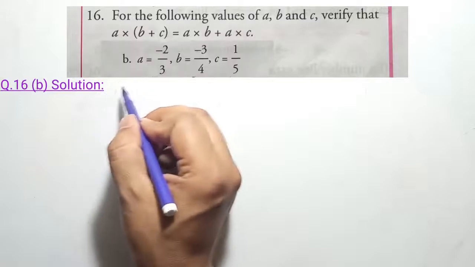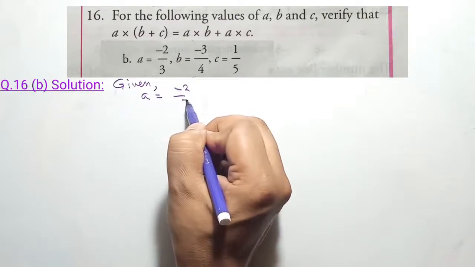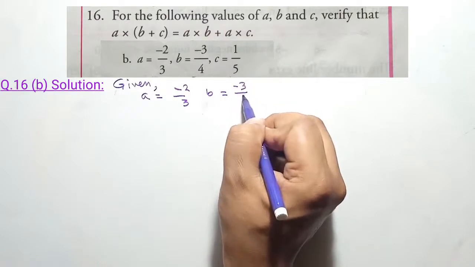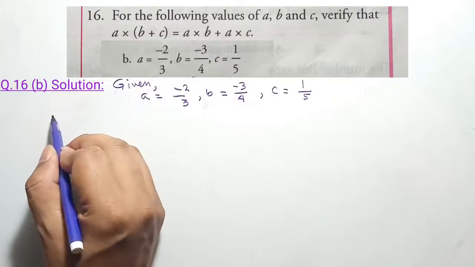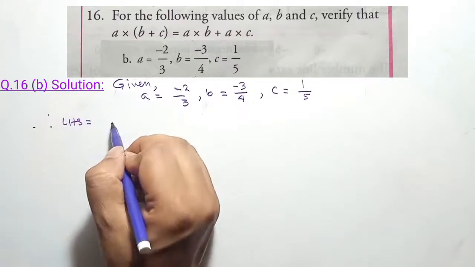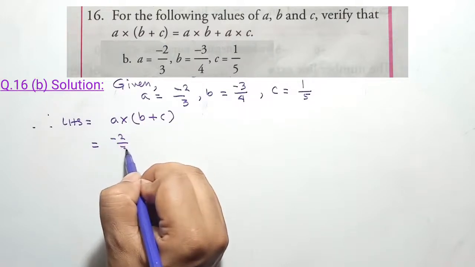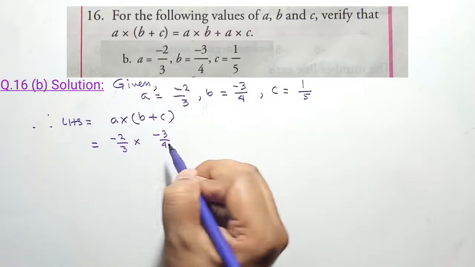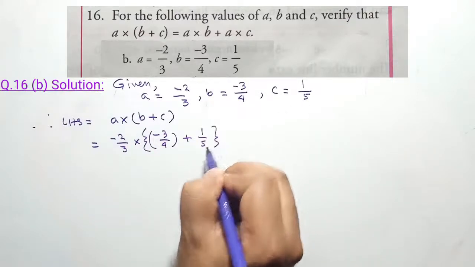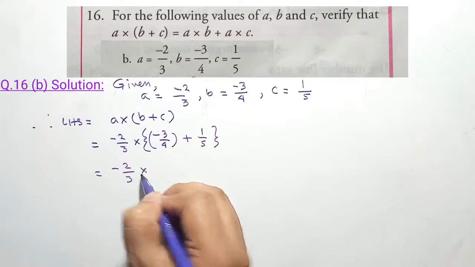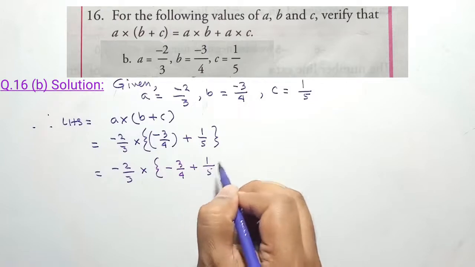Question 16. Here given A equal to minus 2 by 3, B equal to minus 3 by 4, and C equal to 1 by 5. Therefore, left hand side equal to A into B plus C. So here A value is minus 2 by 3 into B value is minus 3 by 4 plus C value is 1 by 5. Minus 2 by 3 into minus 3 by 4 plus 1 by 5.